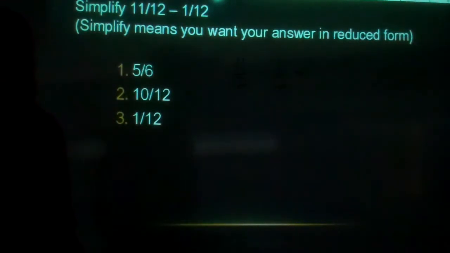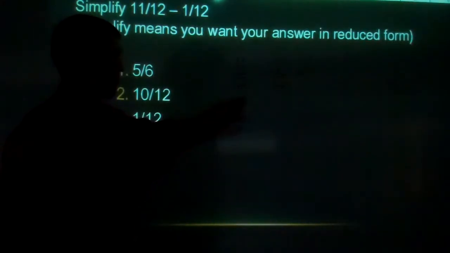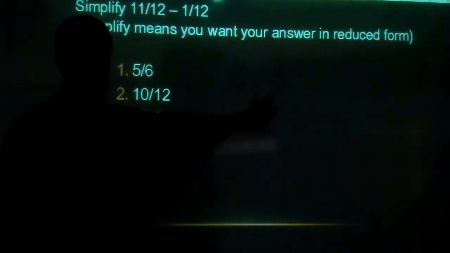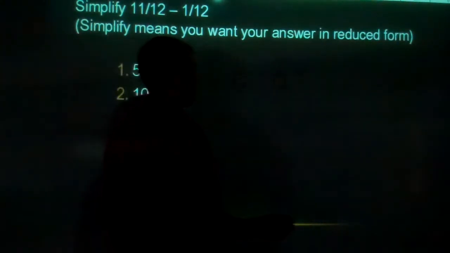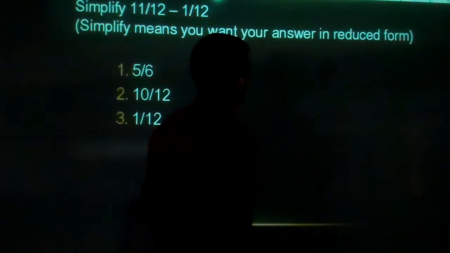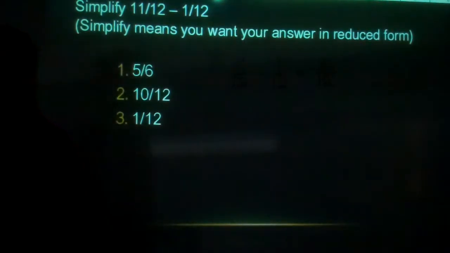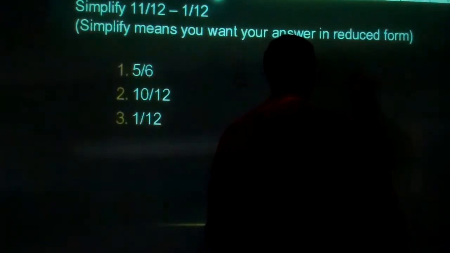Alright, so just like when we added the fractions, we need a common denominator. We're going to keep 12 here, so there's already a common denominator. And we're going to subtract our numerators. So 11 minus 1 is 10. So we get 10 over 12. We are not done yet because 2 goes into both of these numbers. So we got to divide by 2 over 2.